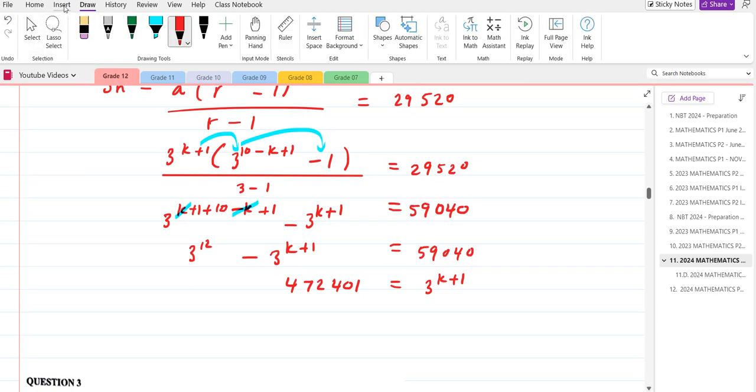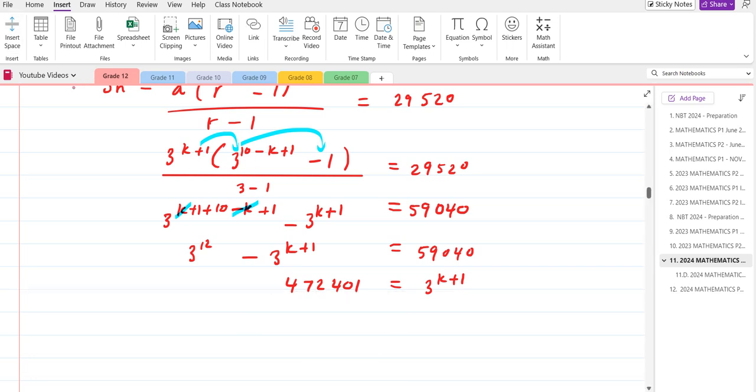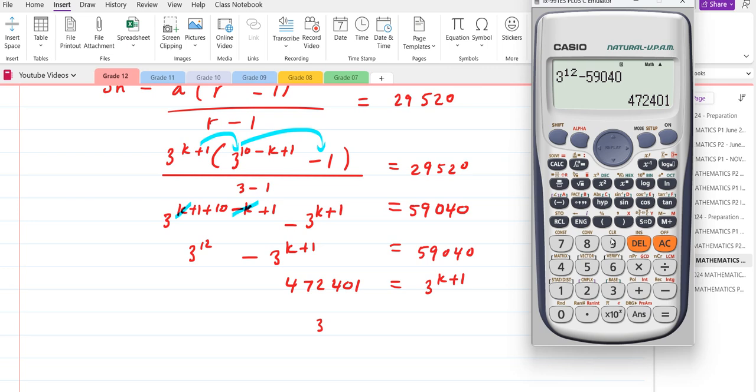You can use logs and you can say this is 3 to the power something. Let's say 3 to the power what? That should be 3 to the power 12. No, it can't be 3 to the power 12. 3 to the power 14. 478,000. 3 to the power 13. Wait, what if you take log base 3 of 472,401? Why am I getting a negative answer?